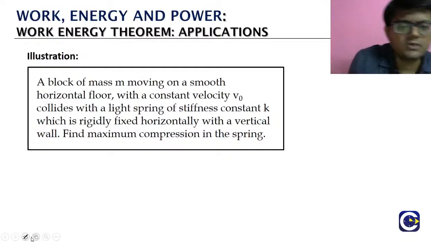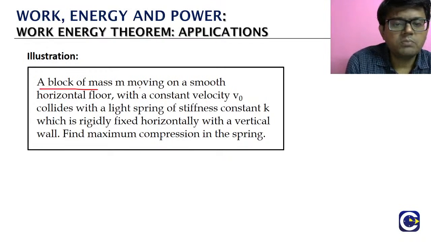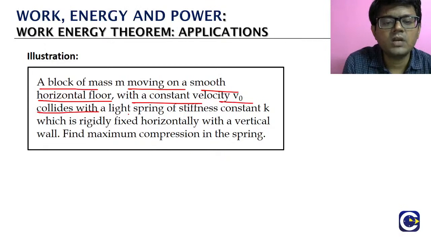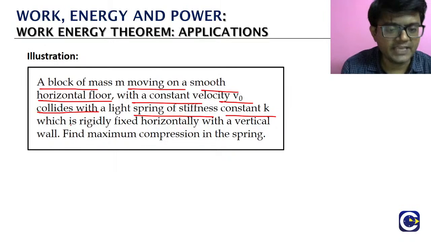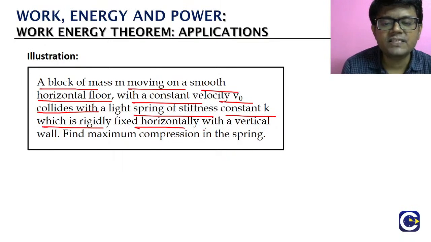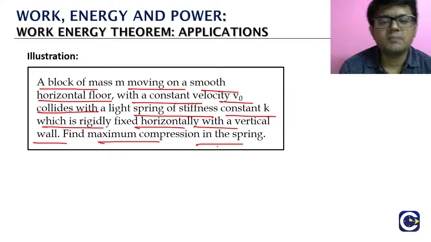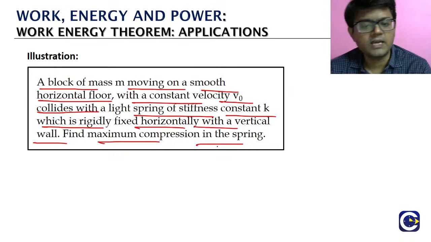Okay, so another question, look. A block of mass m is moving on a smooth horizontal floor with a constant velocity v0, collides with a light spring of stiffness constant k which is rigidly fixed horizontally with the vertical wall. Find the maximum compression in the spring. What do we have to calculate? We should find the maximum compression.